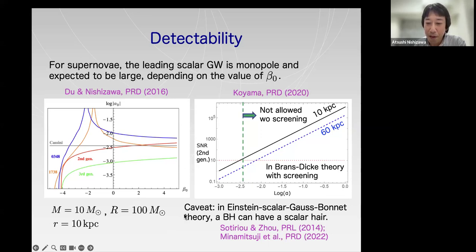And yeah, so there's one caveat. In Einstein scalar Gauss-Bonnet theory, a black hole can have a scalar hair, and a neutron star doesn't have it. But still, scalar gravitational wave memory can exist, and yeah, it would be another interesting case.